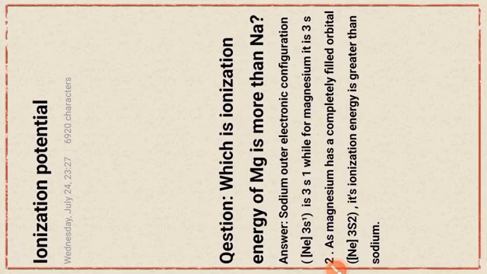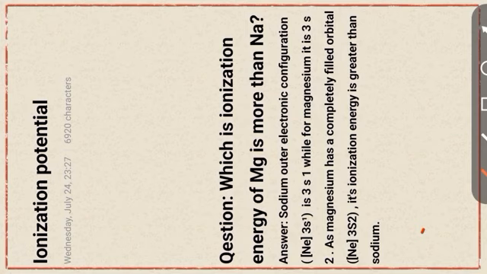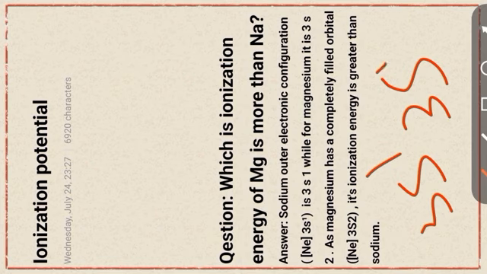Next question. Why is the ionization energy of magnesium, an alkaline earth metal, more than sodium, an alkali metal? Now discuss this part. Sodium's outer electronic configuration is neon 3s1, while magnesium's is 3s2. That is, magnesium has a completely full orbital, unlike sodium.